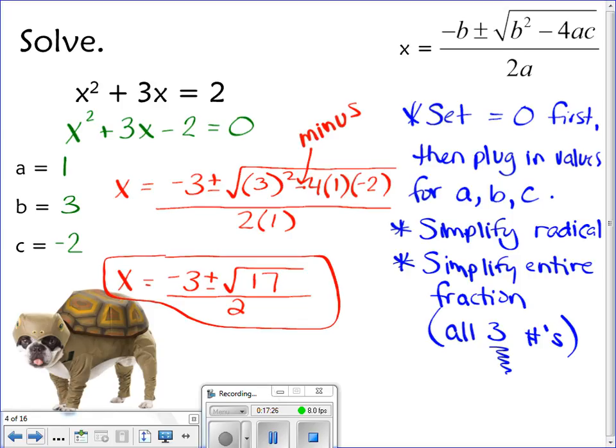I just solved that equation right there for x that fast. Quadratic formula. The beautiful thing about the quadratic formula, where like factoring, does everything factor? No. Square root method, can I use that on everything? No, it has to be missing the bx. Completing the square, can I use that on everything? No, you need a b value. Quadratic formula. Everything. Works on everything.